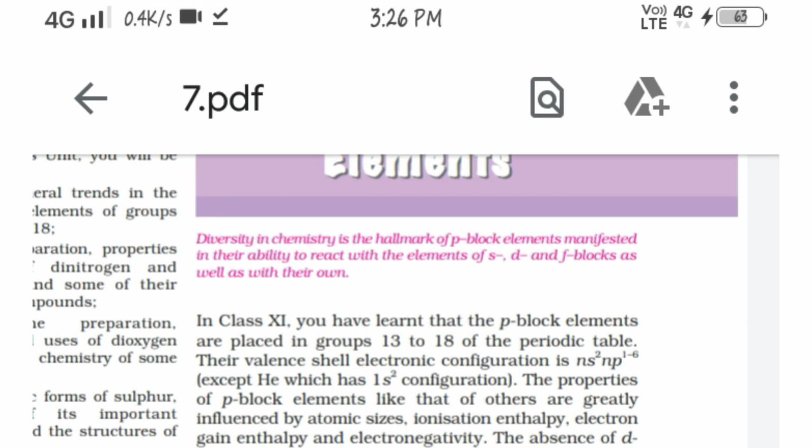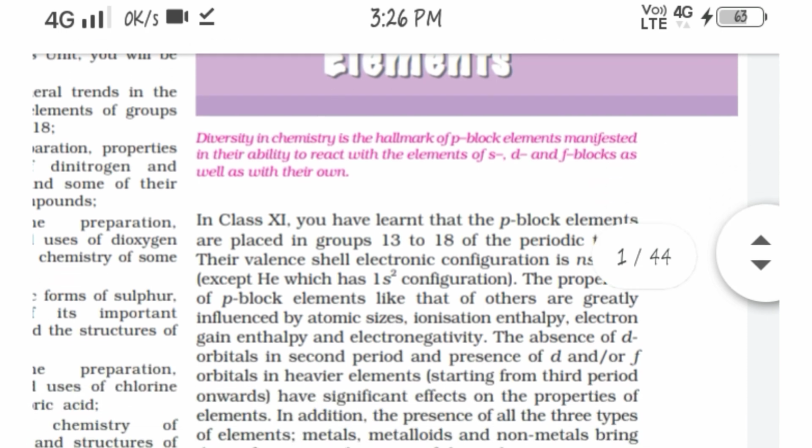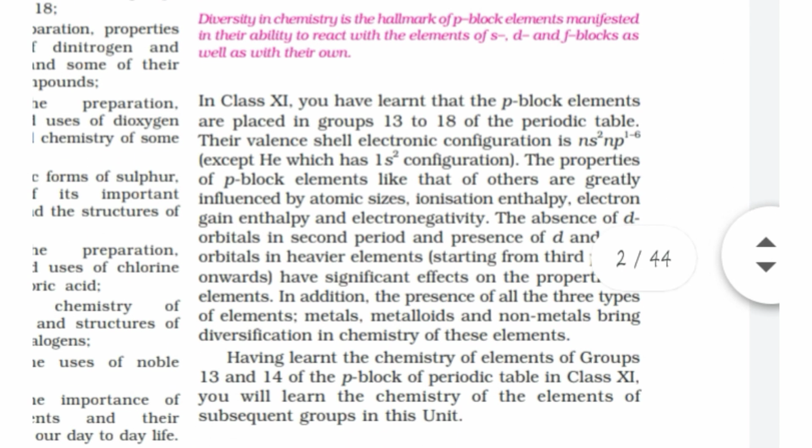In class 11th, you have learnt that the p block elements are placed in groups 13 to 18 of the periodic table. Their valence shell electronic configuration is ns2np1 to 6, except helium, which has 1s2 configuration. The properties of p block elements, like that of others, are greatly influenced by atomic sizes, ionization enthalpy, electron gain enthalpy, and electronegativity.